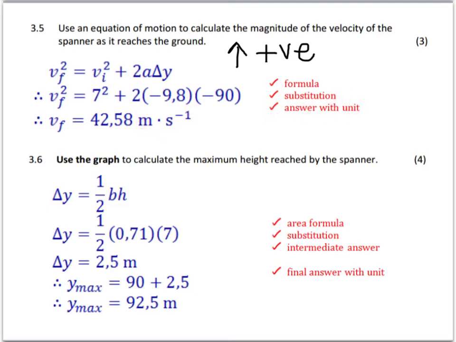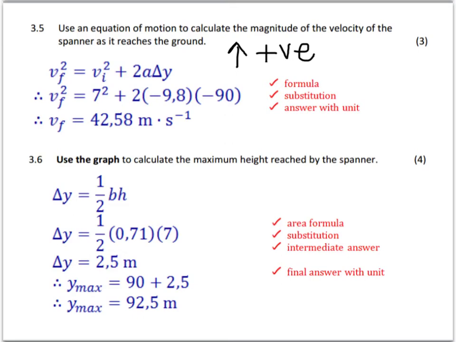Question 3.6, you needed to pay attention to the instruction in bold. Use the graph. Okay? It means you couldn't use an equation of motion. You had to take a look at the graph, and you had to calculate the maximum height reached by the spanner using the graph. Now, with interpreting graphs of motion, the only graph work you can really do is either calculate the area underneath a graph, or you can calculate the gradient of a graph.